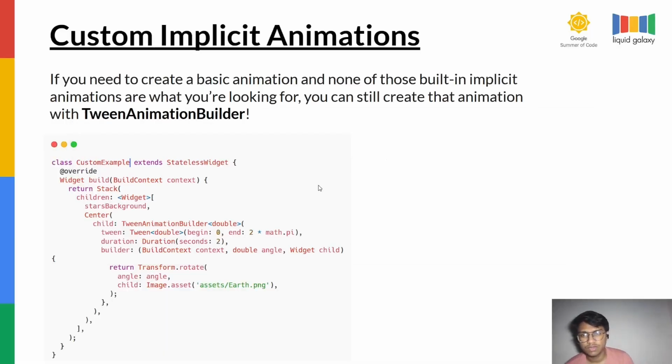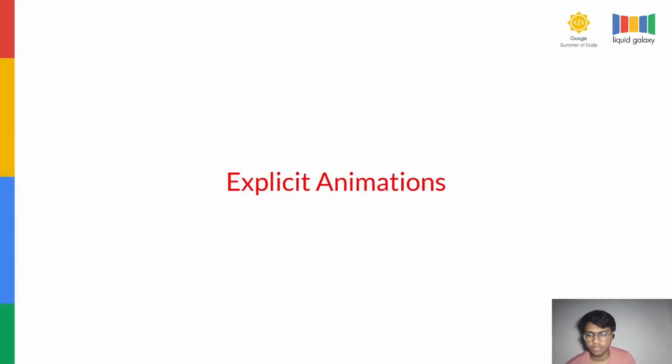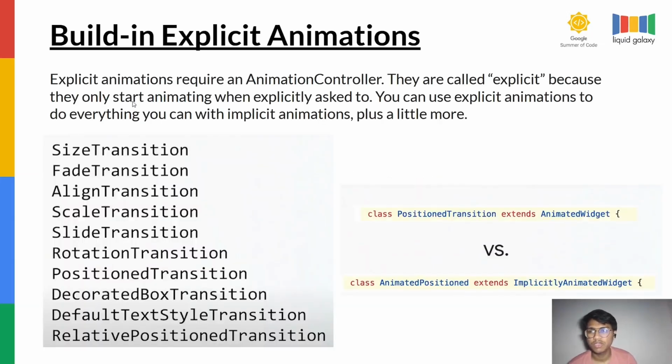So these are the implicit animations. Now move to the explicit animations. For explicit animations, you have to define an animation controller. Explicit animations require an animation controller. They are called explicit because they only start animating when explicitly asked to. With implicit animations, we are not controlling when they start to animate, and we just change their duration and curve. But for explicit animation, we have to tell the animation explicitly when it has to start and stop.